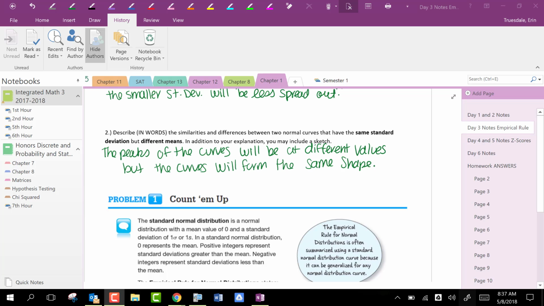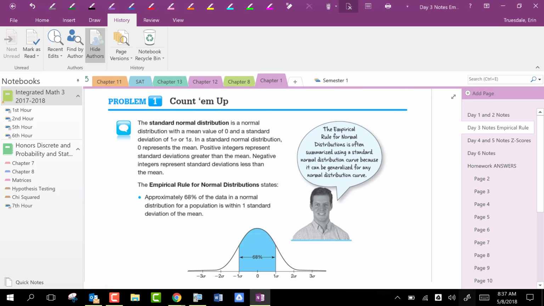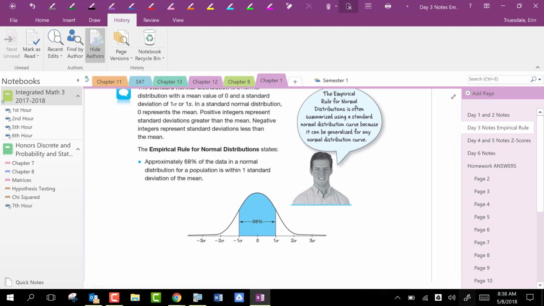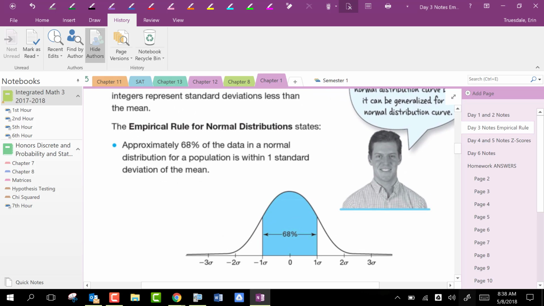Okay, so this is just a special type of normal distribution that we use in statistics all the time. In the standard normal distribution, 0 represents the mean, and the positive integers represent the standard deviations that are greater than the mean, and the negative integers represent the standard deviations that are less than the mean. The empirical rule is going to be very, very important for this chapter. Probably about 80% of the questions on the test deal with this.